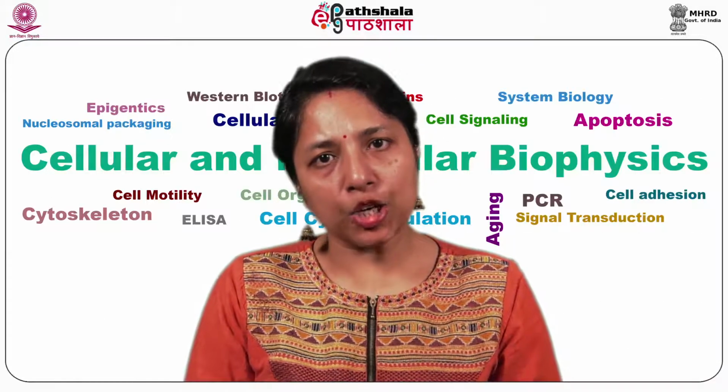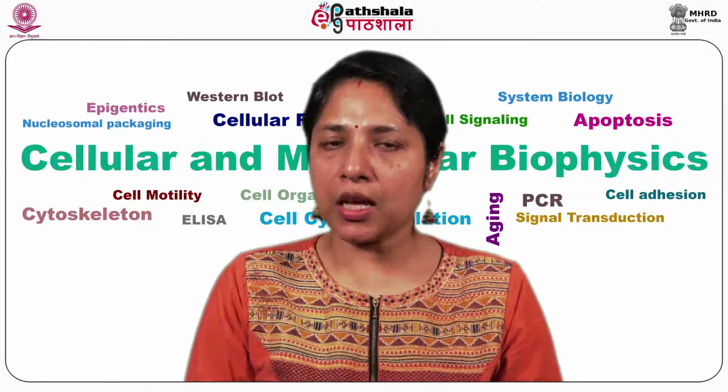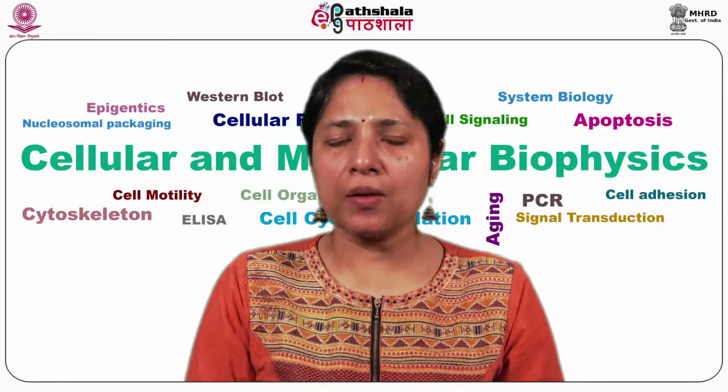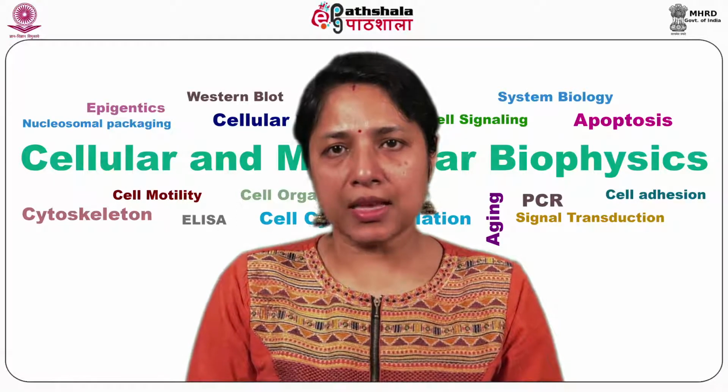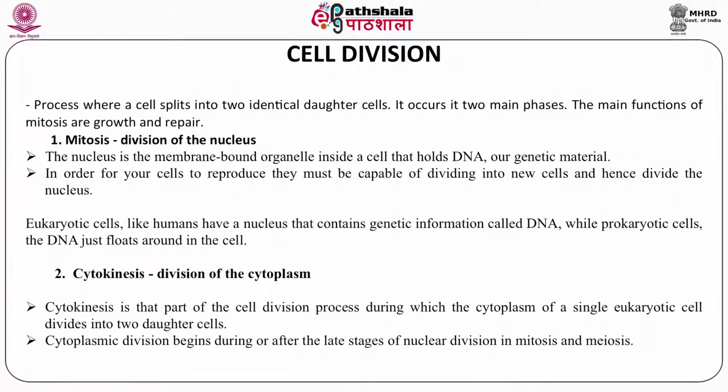Eukaryotic cells, like human cells, have a nucleus that contains the genetic information called DNA, while prokaryotic cells, like bacteria, do not. In prokaryotic cells, the DNA just floats around in the cell. The second important step for cell division is cytokinesis, which is division of the cytoplasm. It is the breaking apart of the cytoplasm of a single eukaryotic cell into two daughter cells. Cytoplasmic division begins during or after the late stage of nuclear division in mitosis and meiosis.